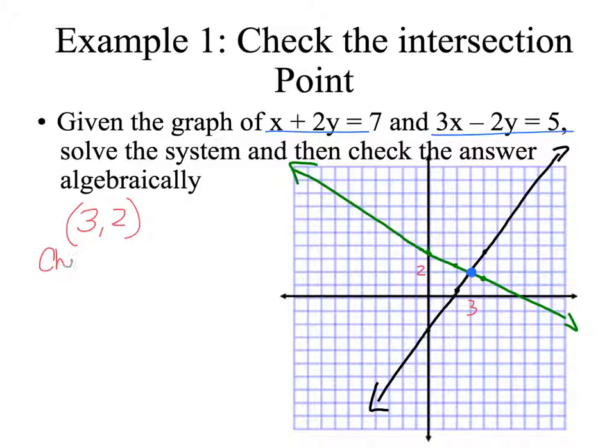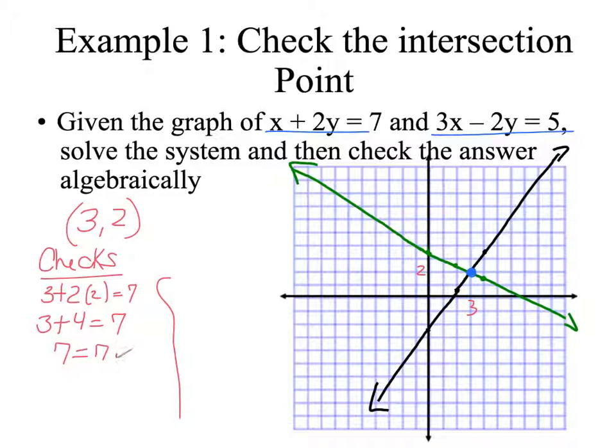I do require you to check these. You actually have 2 checks, one for each equation. So we'll start with the first one. So 3 plus 2 times 2 needs to equal 7. 3 plus 4 needs to equal 7. 7 equals 7. So it checks in the one equation.